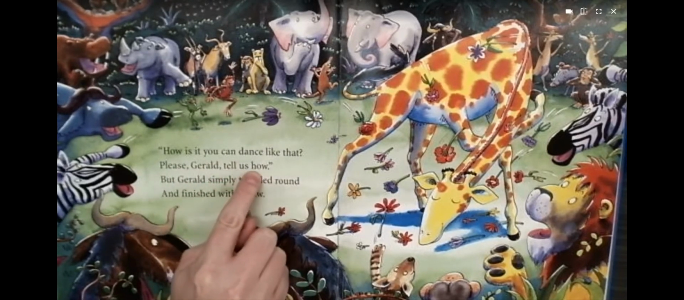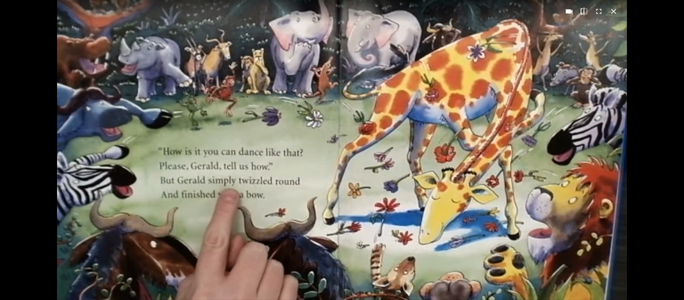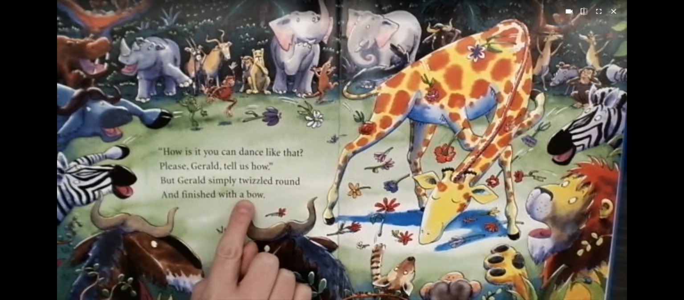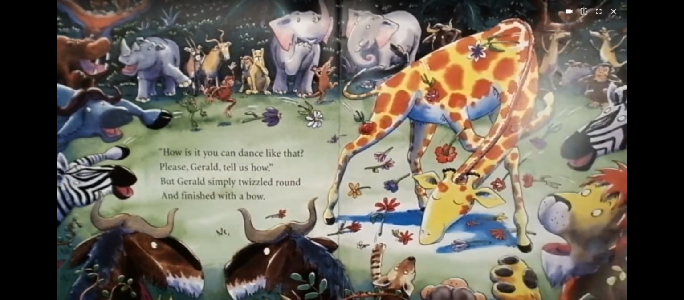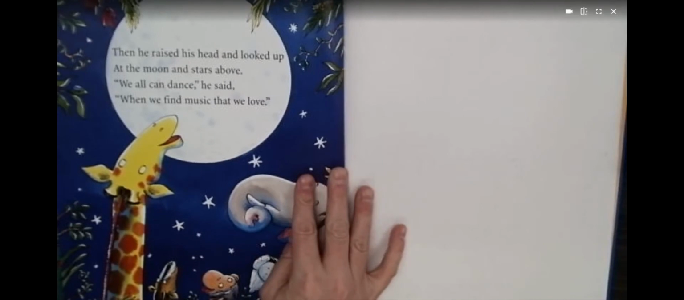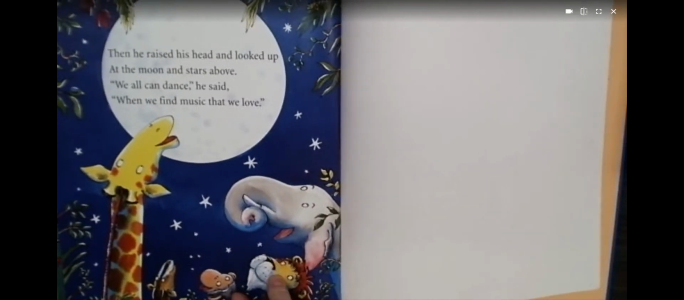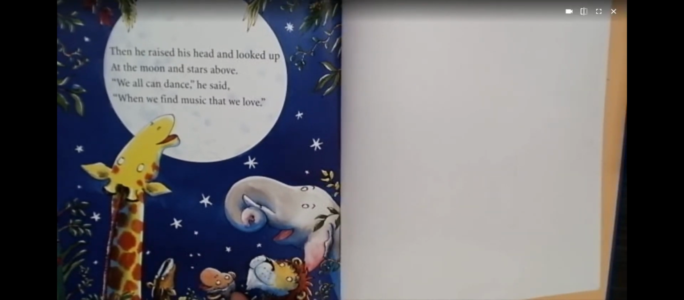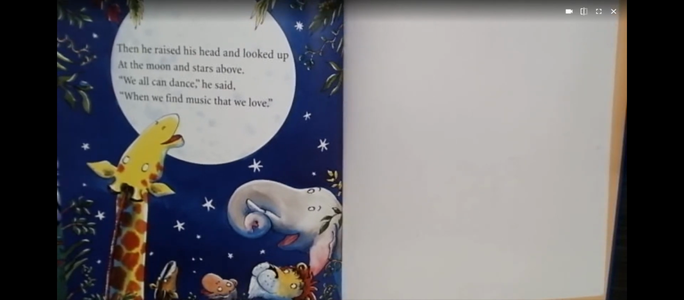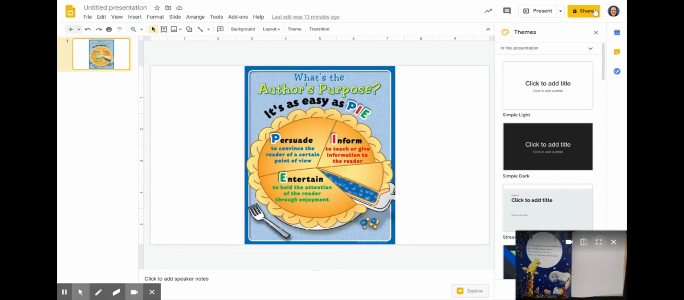"Please, Gerald, tell us how." But Gerald simply twizzled round and finished with a bow. Then he raised his head and looked up at the moon and stars above. "We all can dance," he said, "when we find music that we love."